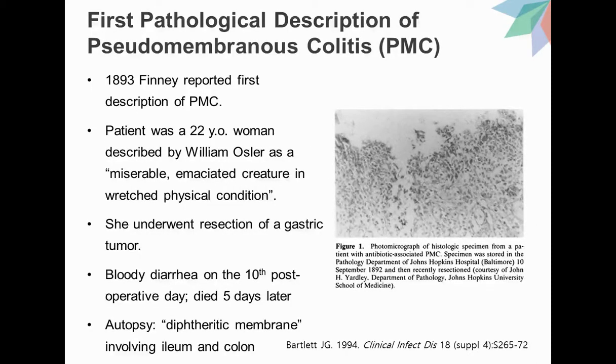difficile testing. The first pathological description of pseudomembranous colitis actually came out of Johns Hopkins in 1893. The patient was a 22-year-old woman described by William Osler as a miserable, emaciated creature in wretched physical condition. She underwent resection of a gastric tumor and did well until the 10th postoperative day, when it was noted that she was having bloody diarrhea. And unfortunately, she died 5 days later. On autopsy, she had what was described at the time as a diphtheritic membrane involving the terminal ileum and the colon. And if you look at the figure, this is the original photomicrograph of the histologic sections from this patient.